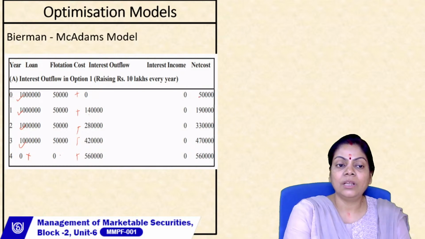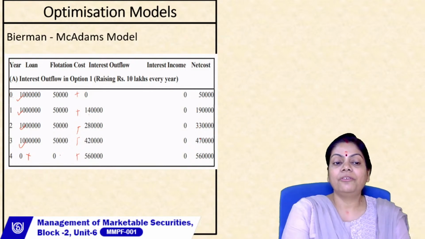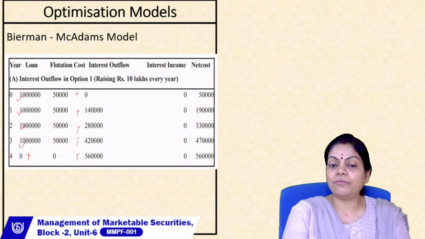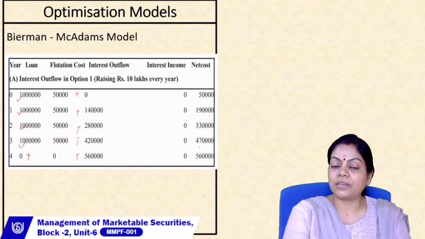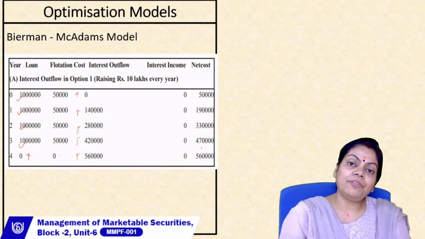See, 50,000 plus 0 is 50,000. 50,000 plus 1 lakh 40 is 1 lakh 90. 50,000 plus 2 lakh 80 is 3 lakh 30. 50,000 plus 4 lakh 20 is 4 lakh 70. And 0 plus 5 lakh 60,000 is 5 lakh 60,000. So this is my cost if I raise 10 lakh every year for the next 4 years.